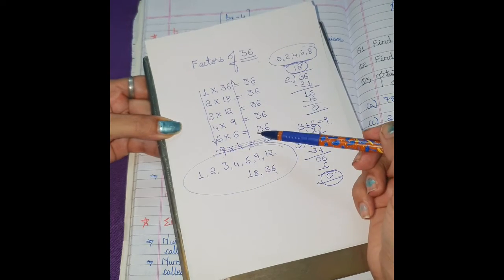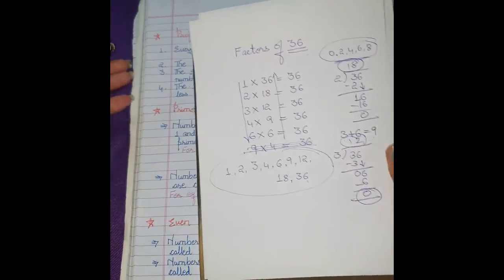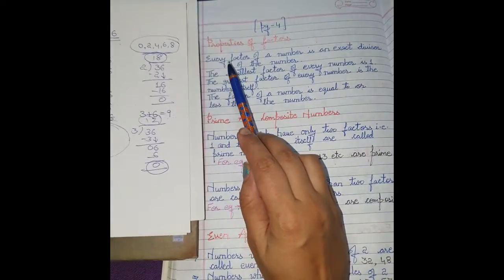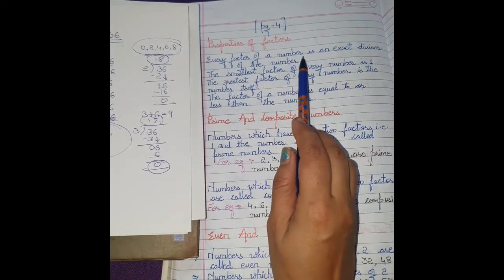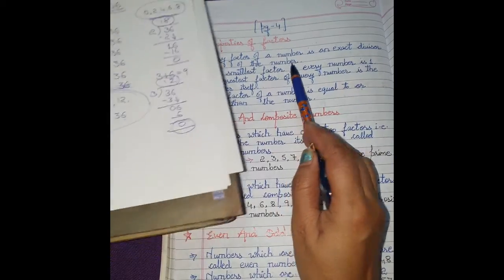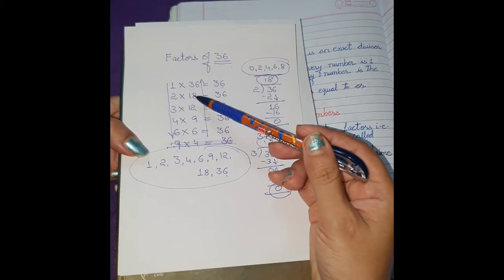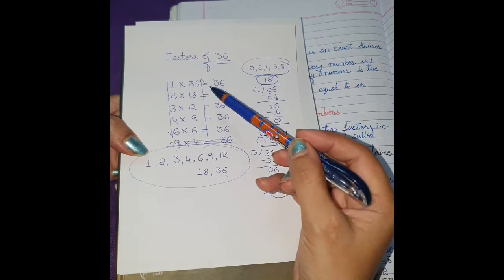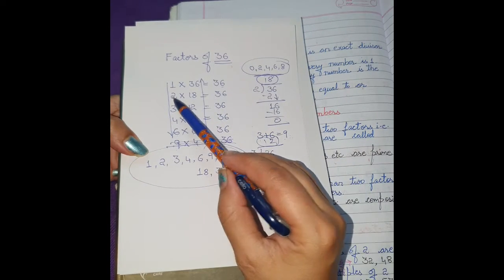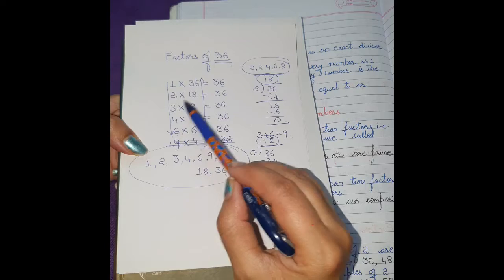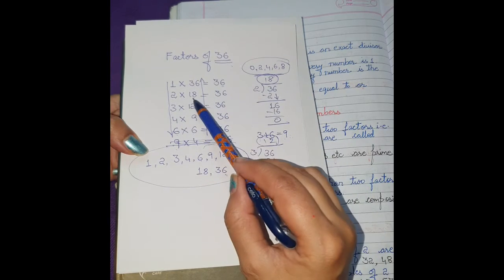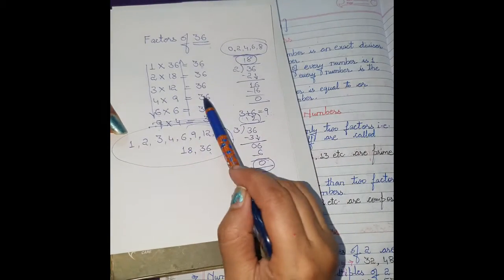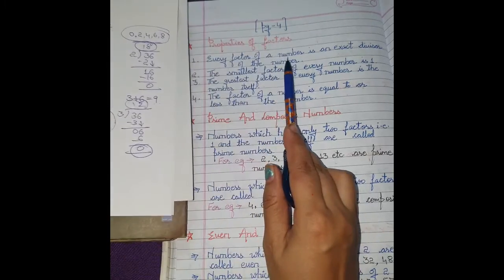So like this, we can find the factor of any given number. Now you pay attention on these properties. Now you will understand all these properties well. See, the first property was every factor of a number is an exact divisor of the number. Got it? Means all these numbers properly divide 36. If you divide 36 by 2, you will get remainder 0. 36 by 3, remainder 0. 36 by 4, remainder 0. 36 by 18, remainder 0. So every factor, whichever is the factor, is the divisor of the given number. So this was our first property.